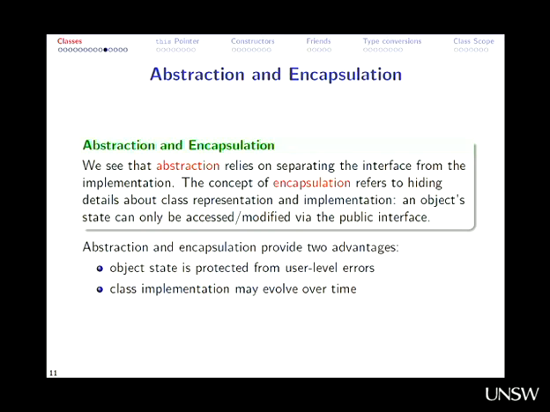And also it means that when class implementation evolves over time, hopefully, it's not guaranteed, but hopefully the user code that's already expecting to work on that public API will keep working even if the underlying implementation changes.